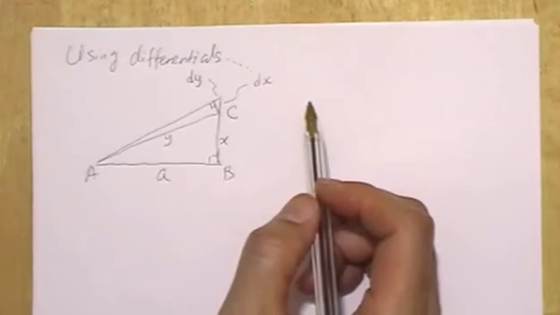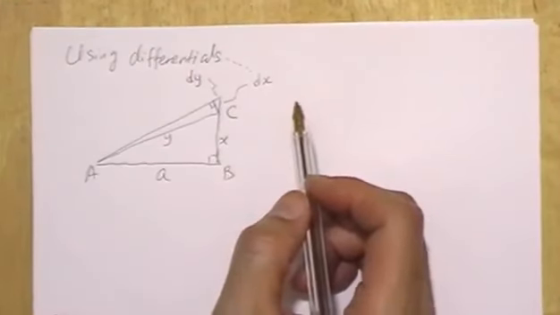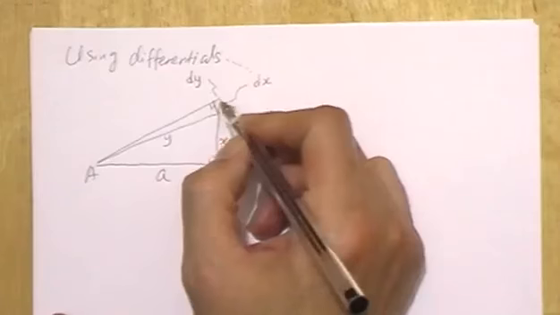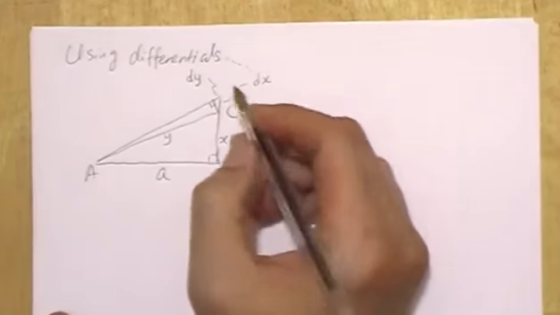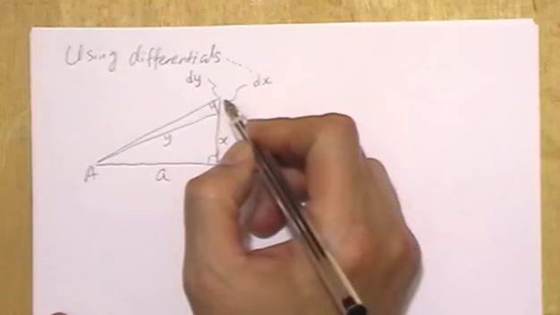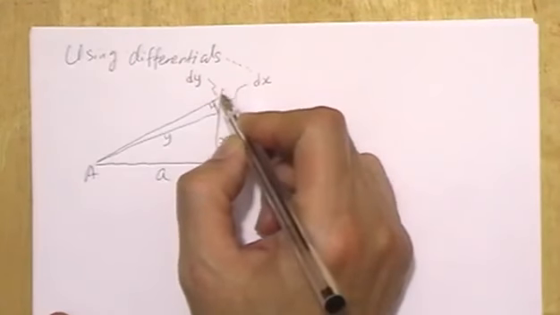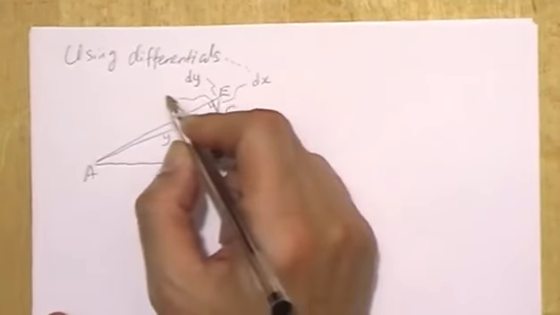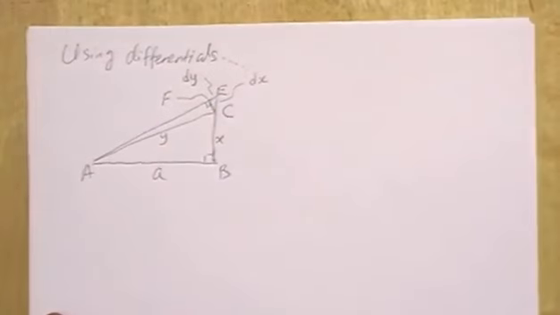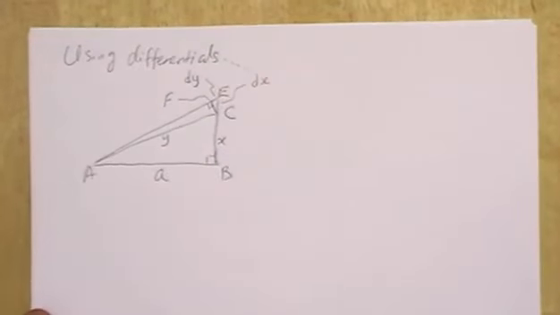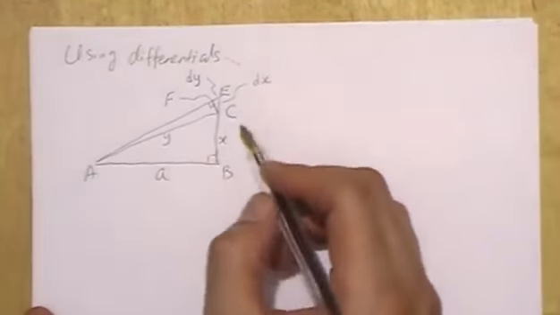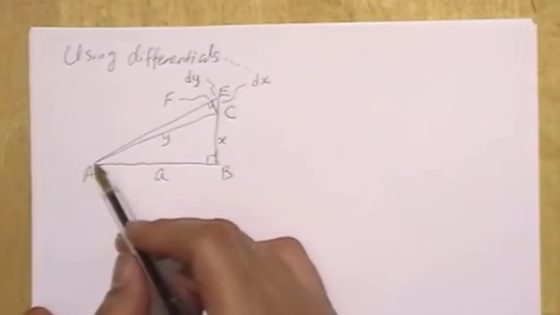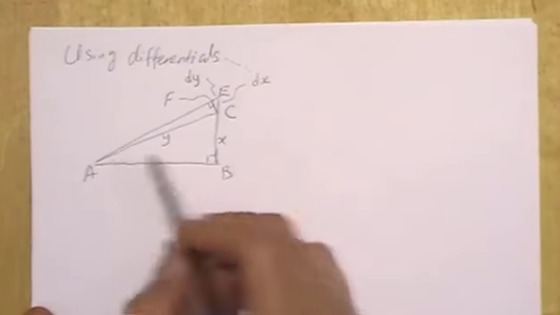Okay. Now, let's look at this tiny little triangle. Now I'm going to call this side E and that side F. Okay, I hope you can see that. Now, notice that this little triangle is in fact similar to this bigger triangle.